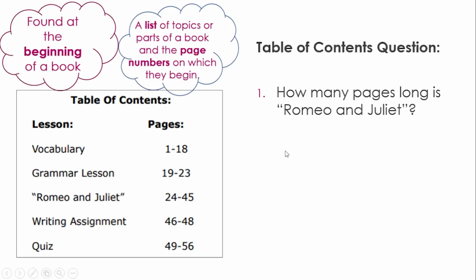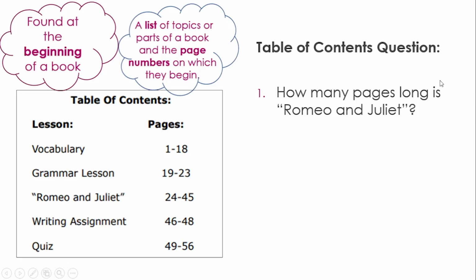Table of contents question. How many pages long is Romeo and Juliet? And the table of contents can be found at the beginning of a book, and it shows a list of topics or parts of a book and the numbers on which they begin. So the vocabulary begins 1 through 18. The grammar lesson is 19 through 23. Romeo and Juliet is 24 through 45. The writing assignment is 46 through 48. And the quiz is on pages 49 through 56.